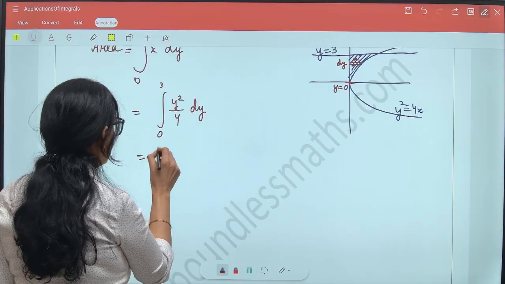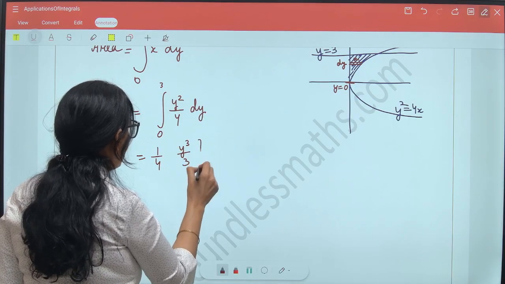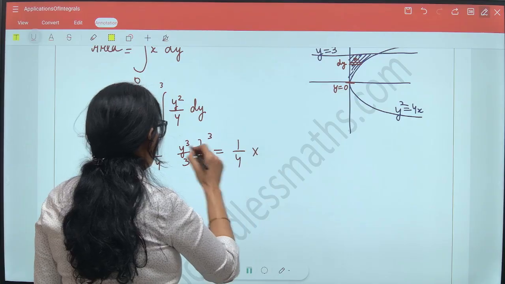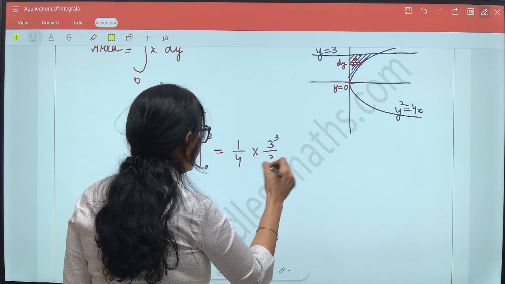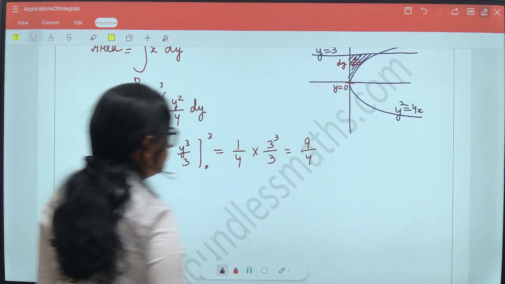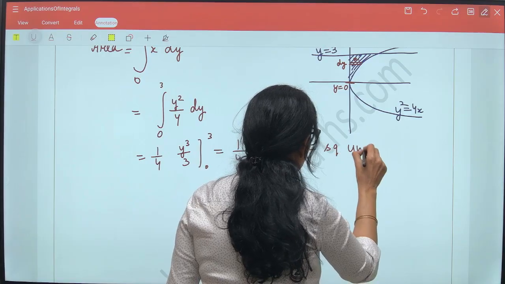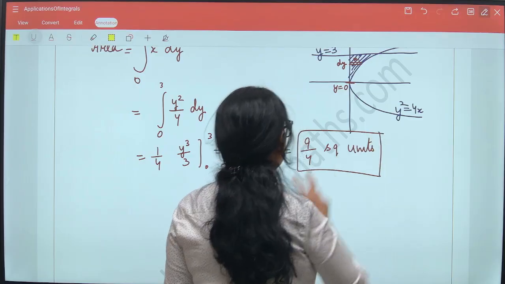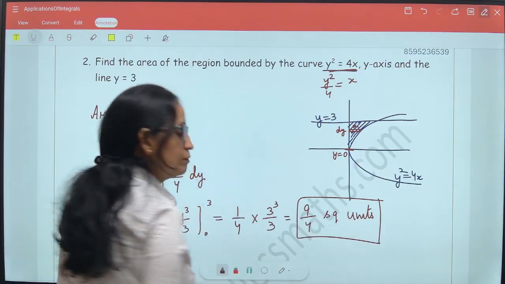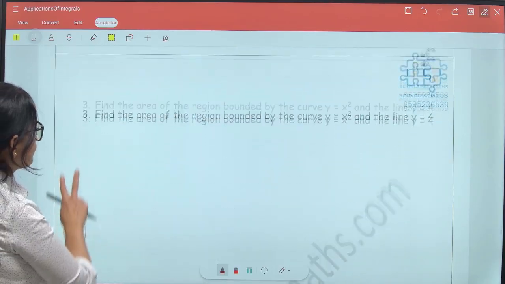Take 1 by 4 out. So this is integral of y square, which is y cube upon 3 bounded by 0 to 3. So this becomes 1 by 4 into 3 cube upon 3. 3 cube, you cancel one of the 3, so it is 3 square, 9 by 4. 9 by 4 square units. So that means this is your answer. This is the area bounded by the parabola, the y-axis and the line y is equal to 3. Understood? Easy? Great. So let's move to the next question.